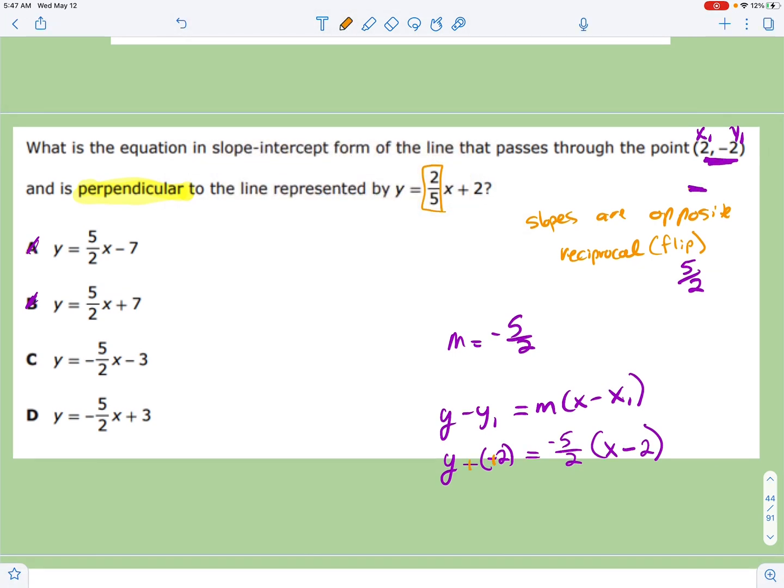Notice how we have double negative, so that's plus positive. And we're going to distribute the -5/2 inside. So this is y plus 2 equals -5/2x plus 5. Subtract 2 from each side, y equals -5/2x plus 3. Our answer is D.